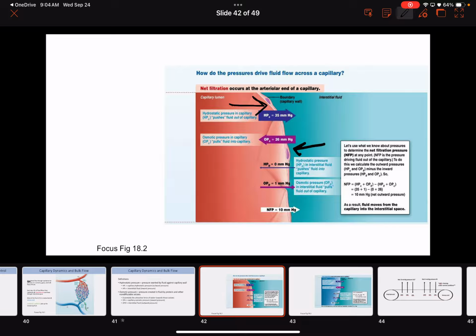Would that be because you don't want the fluid coming out from the side to get pushed back in? Exactly. So this is how we allow for delivery on the first half of that capillary bed. And we'll talk about the differences in pressure and how that allows that to happen.